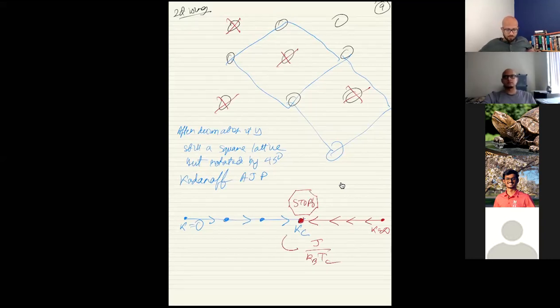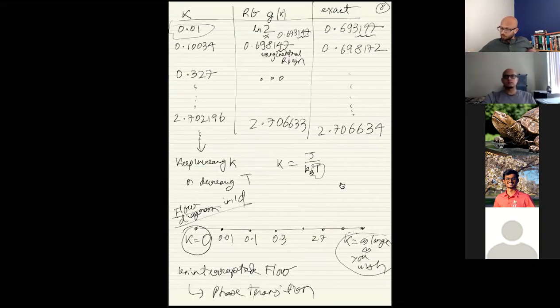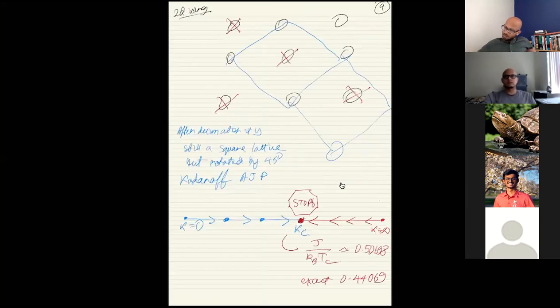Kadanoff does it for a square lattice, and the value he gets is 0.50698, while the exact value is 0.44069. And so it gets it quite right. Most importantly, it's better than mean field theory, because mean field theory simply got a wrong critical temperature. It told you there is a finite temperature, while in 1D, you do see the flow is uninterrupted, which means that there is no critical temperature. And in this one, we have an interrupted flow, and the value at which the interruption happens is the critical temperature.